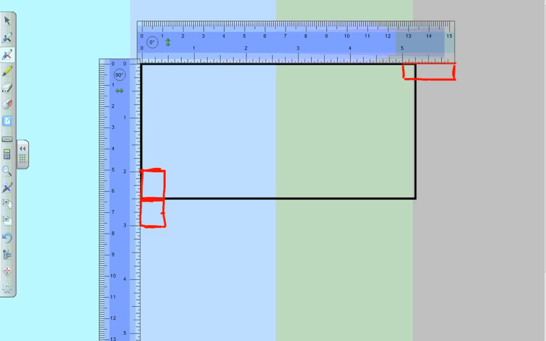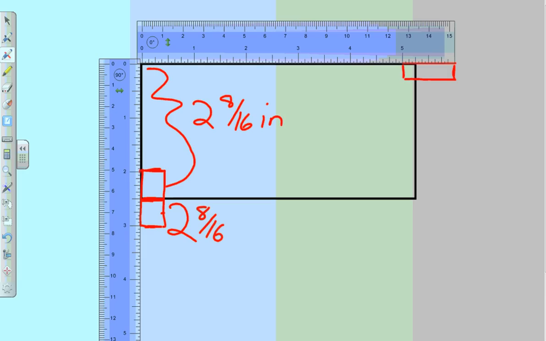Next I'm going to look, and I notice that my measurement is right at the halfway mark, which is actually 8/16. So my total measurement is 2 8/16 for my width. This amount right here, 2 8/16 inches. If you already said 8/16 is equal to a half, then you are correct. This is actually 2 1/2 inches. Now we're going to take a closer look at the other side.